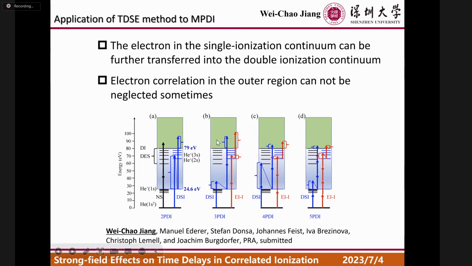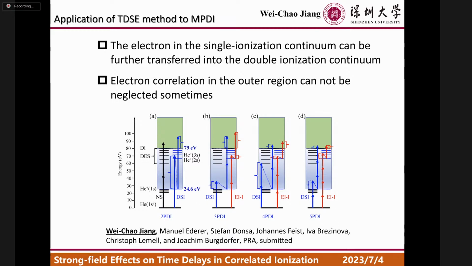Next, I will give a brief introduction to our recent study of the multiple photon double ionization problem. Previously, double ionization has been extensively discussed in the two-photon regime. But in the multiple photon regime, the corresponding theoretical study is very lacking. Here we have extended the photon number from 2 to 5.